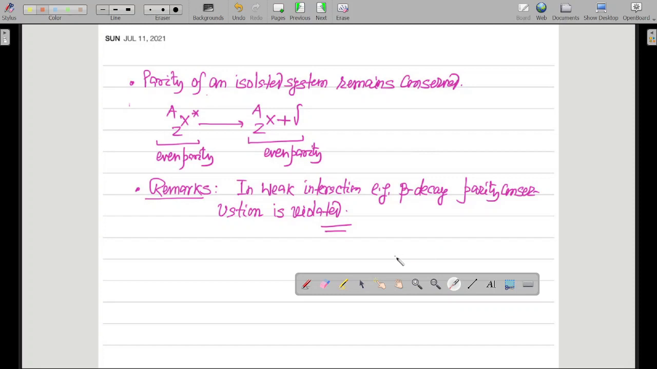But you must remember this, that in a weak interaction, for example beta decay, parity conservation is violated. You must remember this.